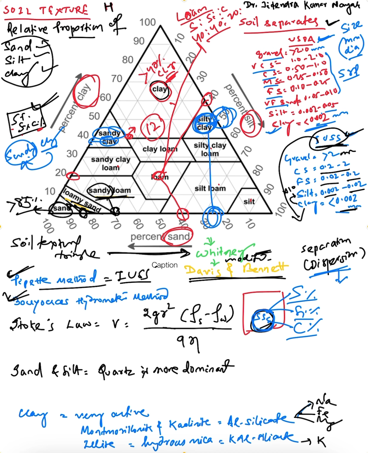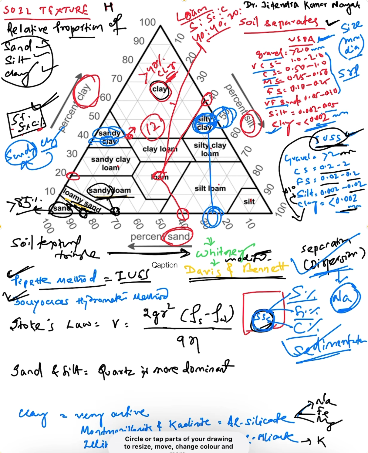For dispersing, a dispersing agent is required, majorly a sodium containing compound. So the element which helps in dispersion of the soil particles is Na, that is sodium. Then after separation of these particles, we should go for settlement, that is sedimentation. So there are two processes, one is dispersion, another is sedimentation. Sedimentation means, as you know, that here you can write in this case.